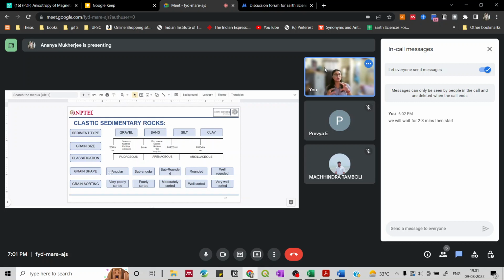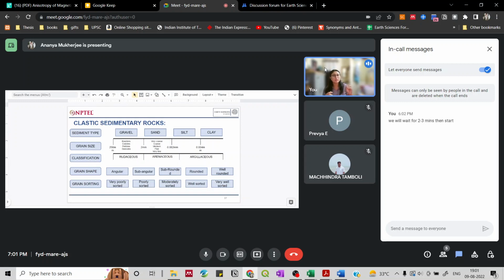Then we have classification based on grain shape. Grain shape also tells us how far the sediments have traveled before they got consolidated into the sedimentary rock. The more angular they are, as in the surface of the sediments is very rough, we can say that these have not traveled very far. They just traveled a little, and then they got compacted over there, and then they form the sedimentary rock. So there is a gradation. While the end member, well-rounded, has traveled long distances, and after that they have got compacted.